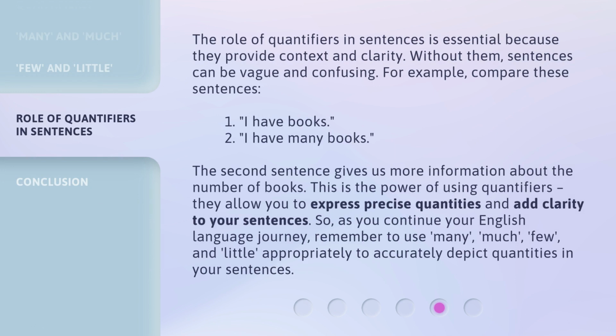The role of quantifiers in sentences is essential because they provide context and clarity. Without them, sentences can be vague and confusing. For example, compare these sentences. 1. I have books. 2. I have many books. The second sentence gives us more information about the number of books. This is the power of using quantifiers. They allow you to express precise quantities and add clarity to your sentences.